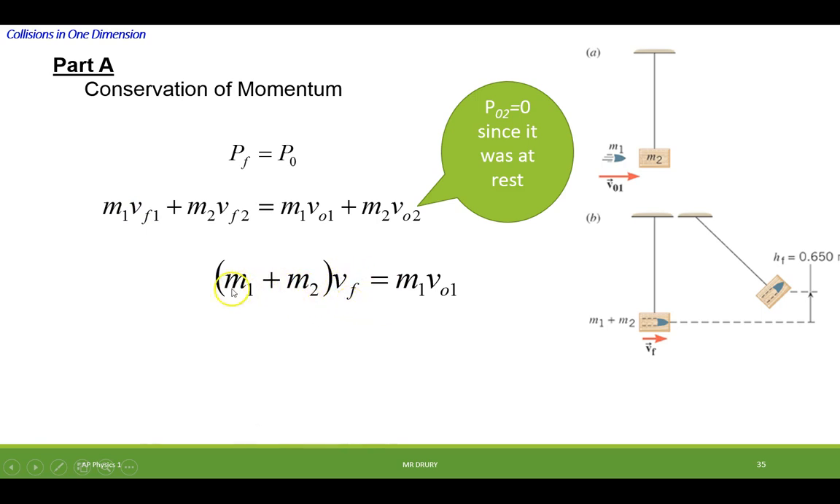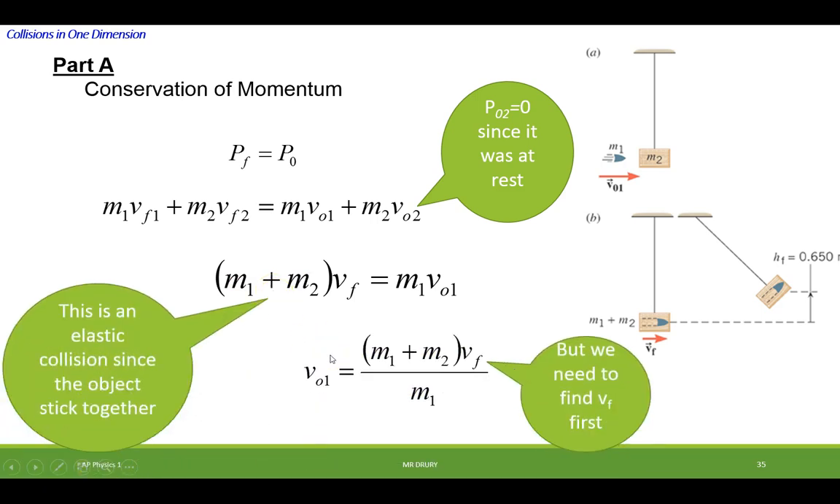Why do we add the two masses together? Because they're both taking off at the same final velocity, so they became one object. So this is a totally inelastic collision. And we can therefore solve for this initial velocity. But the problem is we don't know what this final velocity is yet. So we're going to have to do the second half of the problem now, and then use that to find the final velocity, and plug that in to get the initial velocity. So here we go.